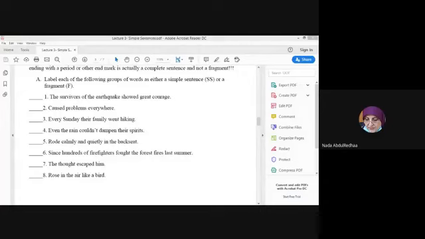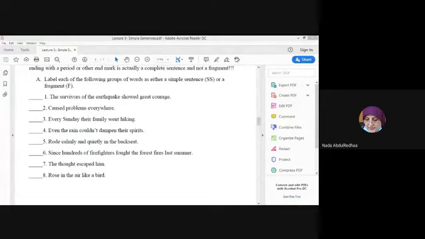Where is the subject and where is the predicate of the sentence? The subject is "the survivors of the earthquake", right? And the predicate is "showed great courage". Showed is the verb, which is in the past simple.